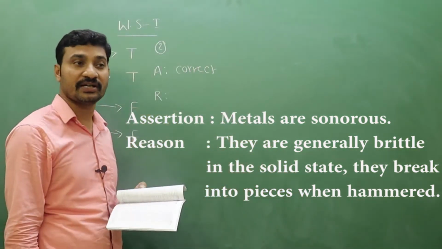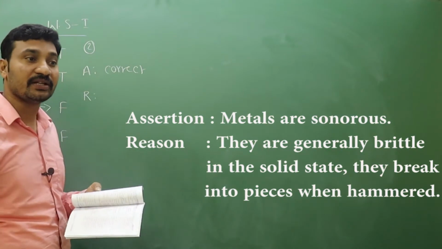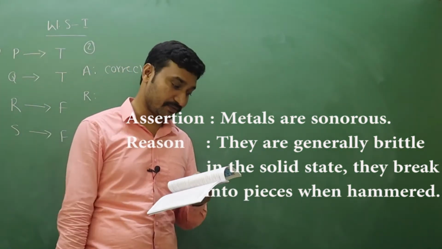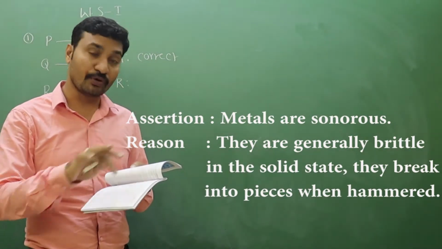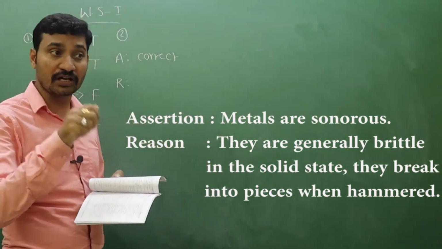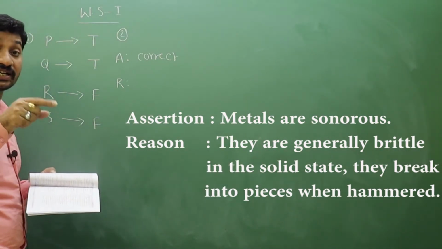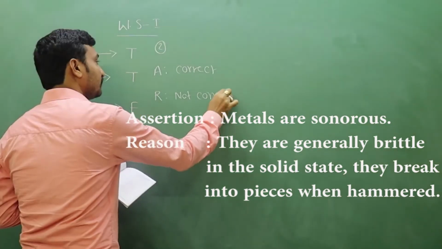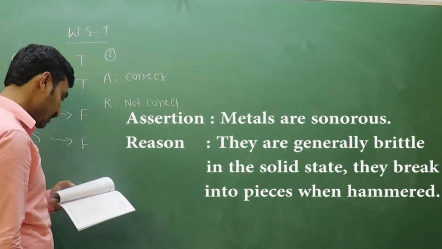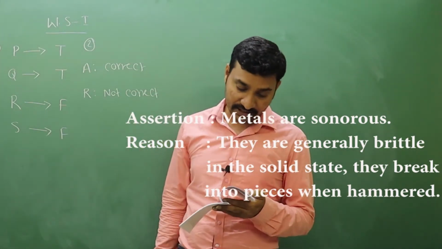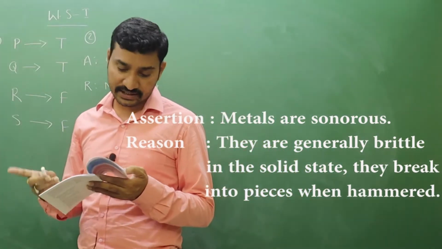Why is the reason not correct? Metals, when hammered, become thin sheets but do not break. Non-metals only break when hit with a hammer, but metals are not broken. So that's why the reason is wrong. The assertion is correct, the reason is not correct. Hence, what is the right answer? Option C is the right answer. Assertion is correct and reason is incorrect.